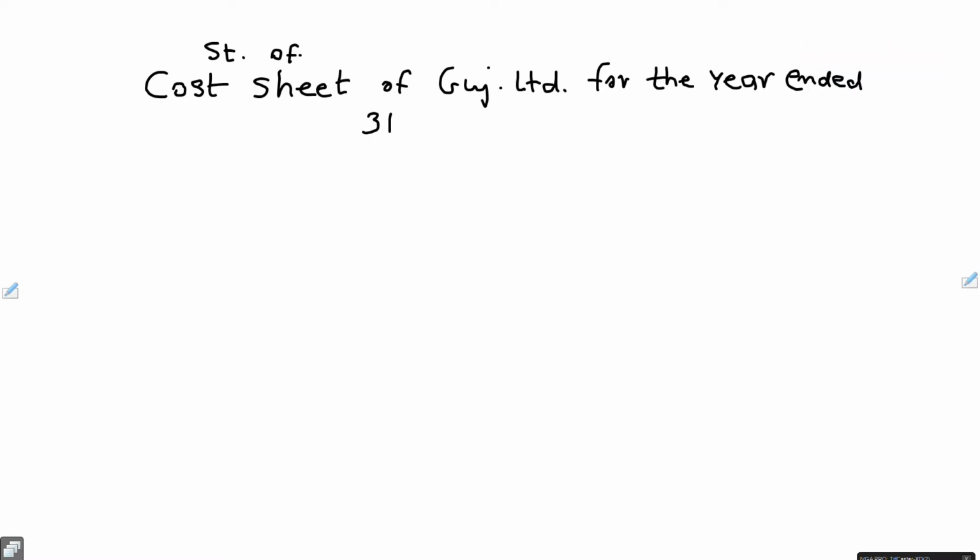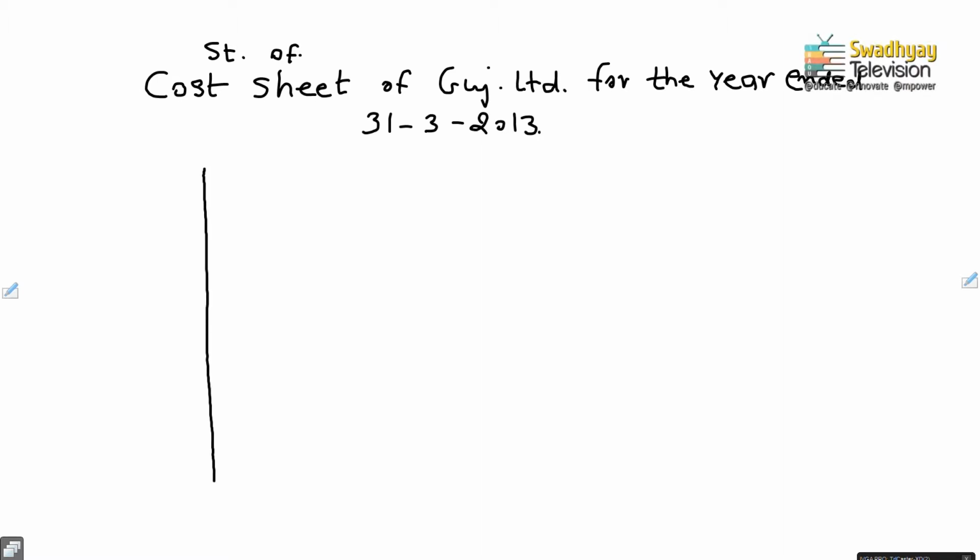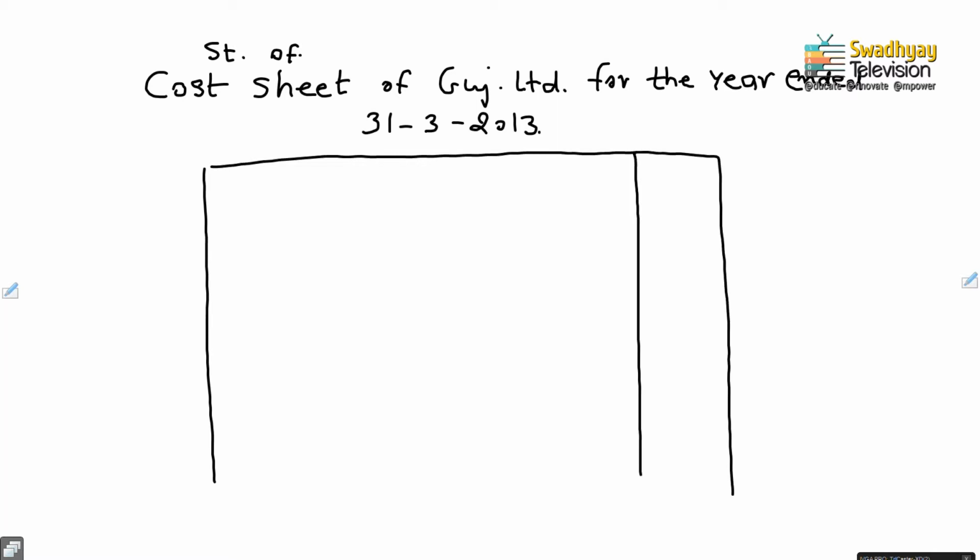It's a statement of cost sheet of Gujarat Limited for the year ended 31st March 2013. The cost sheet format that we already discussed in the last lecture, if you remember. Still, you can have this format with you at the time of solving the problems.